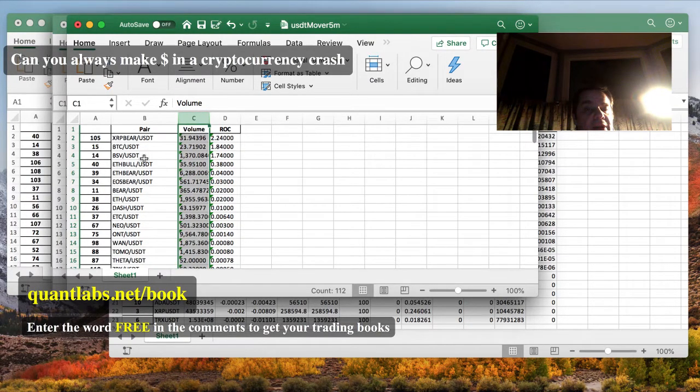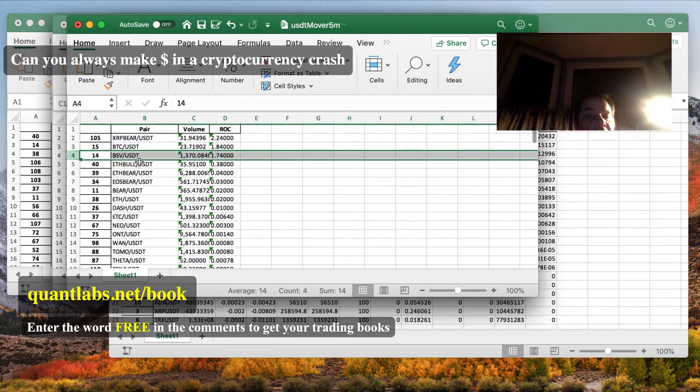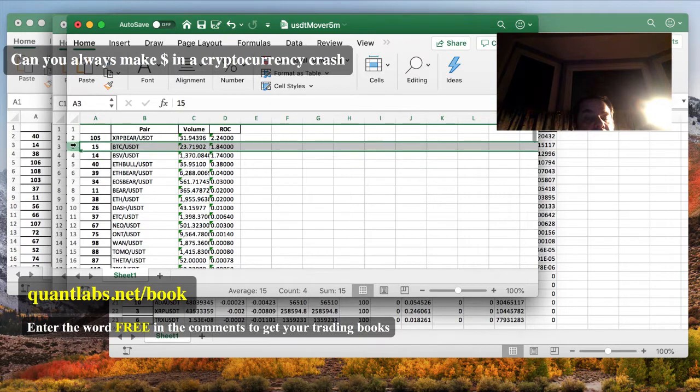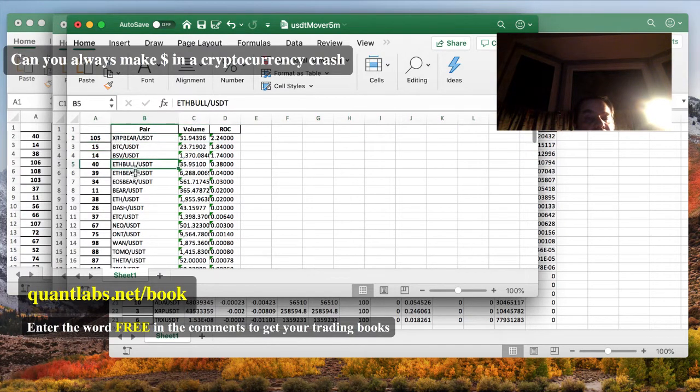You can clearly see here that BSV has been consistently moving about 1.74 over 5-minute data, and it was trading at 1% throughout the day, no matter what time frame you looked at. Also, Bitcoin came back at 1.84, and there are pockets of Bitcoin as well as these new ones: XRP bear, Ethereum bear, bull. I'm not sure if they are affiliated with the futures market as well.